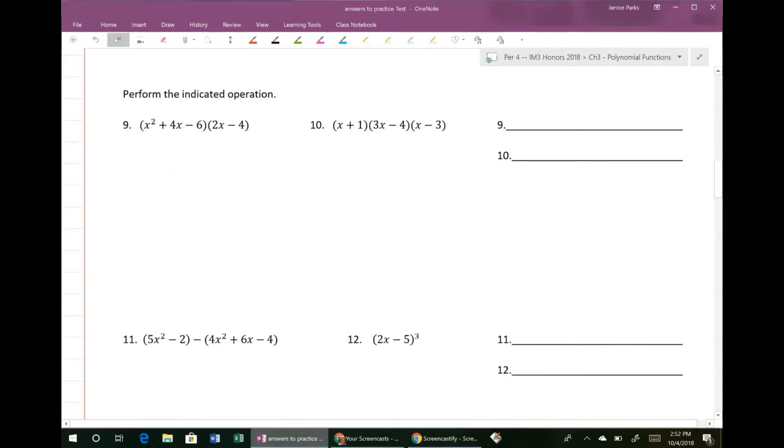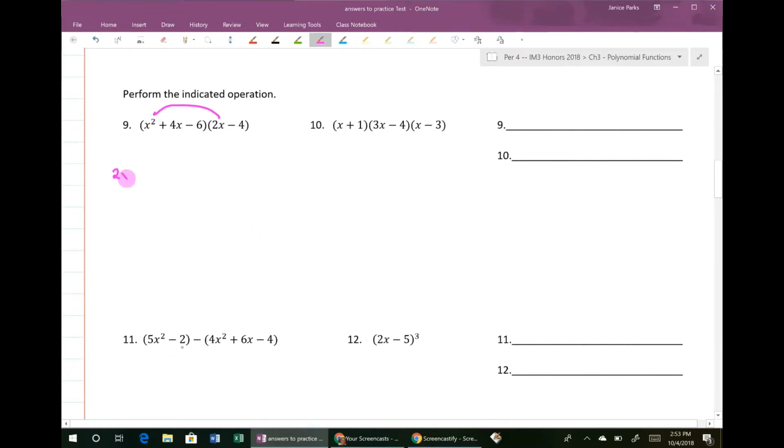Continuing on the practice test, when it says perform the indicated operation, you have to decide if they're asking you to multiply, or add, or subtract, or divide, whichever it happens to be. So the first one is multiplication. I'm going to multiply by distributing. You can multiply by using the box method if you prefer. So I'm going to distribute the small into the bigger one because I think it's easier.